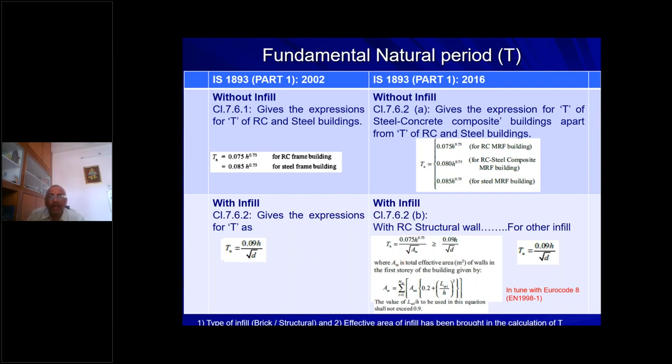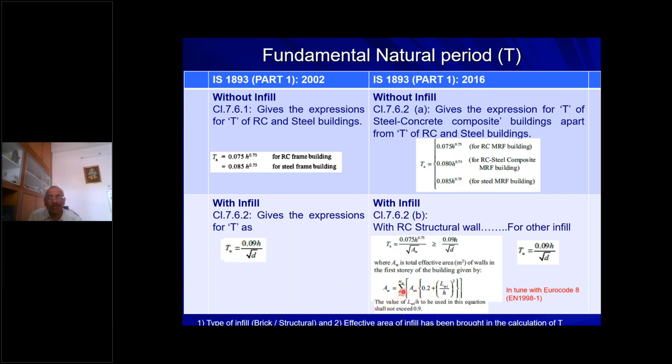You can have several structural walls. One structural wall is located at one place, and another structural wall in the same line of the earthquake force is located at some other place. So you have to take the cumulative area effect of these structural walls. How the cumulative effect has to be taken is given by this expression.